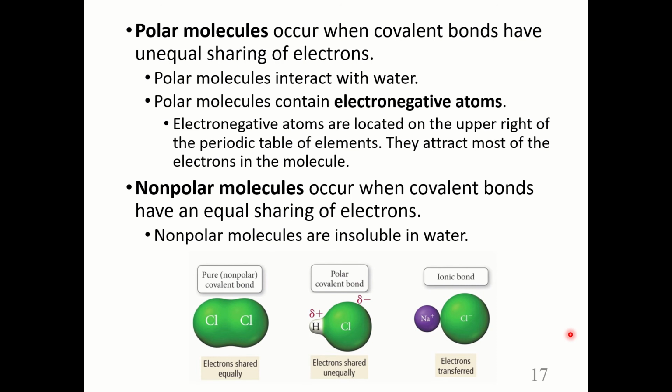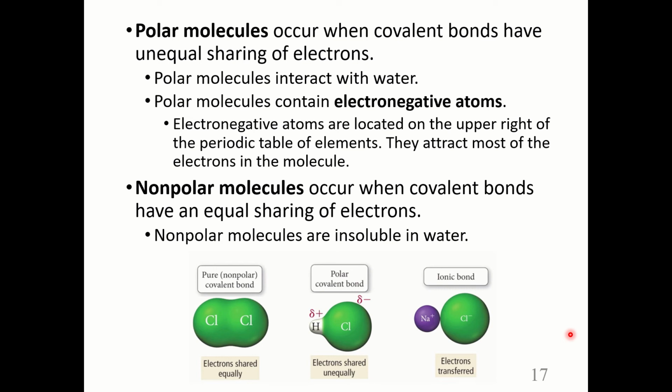It's important to note that there are two types of covalent bonds. There's polar and nonpolar. So polar molecules are formed when covalent bonds have unequal sharing of electrons. Polar molecules interact with water. Polar molecules contain electronegative atoms.